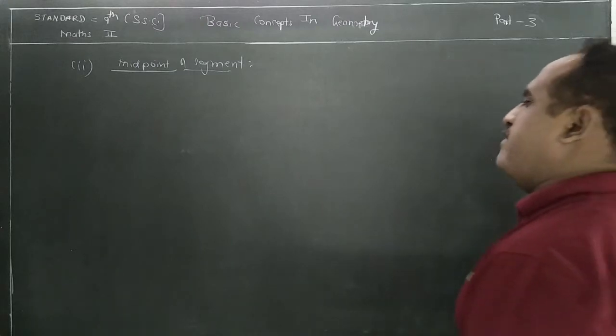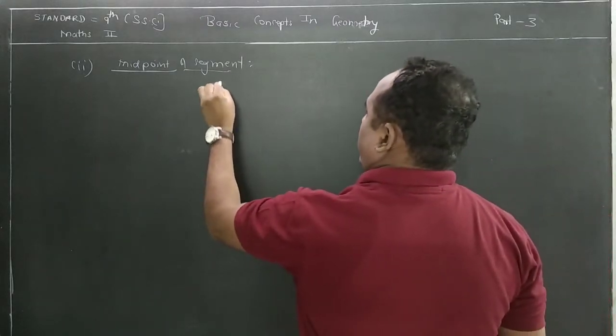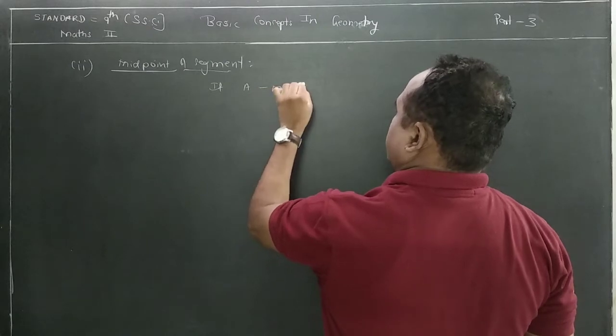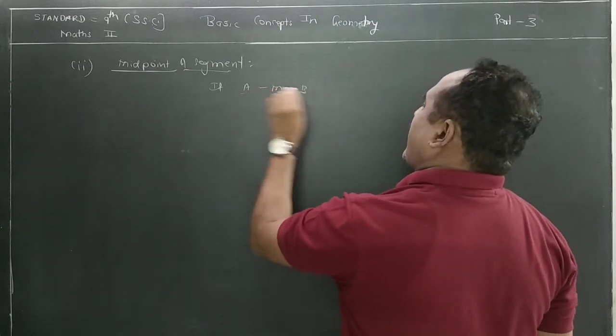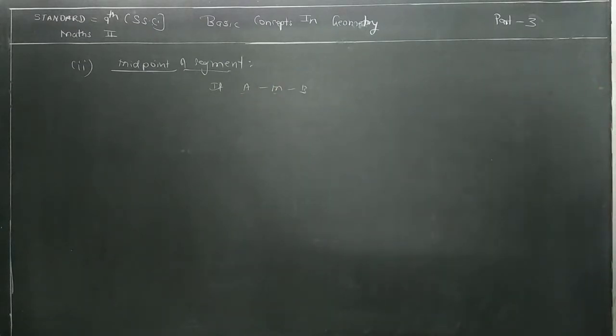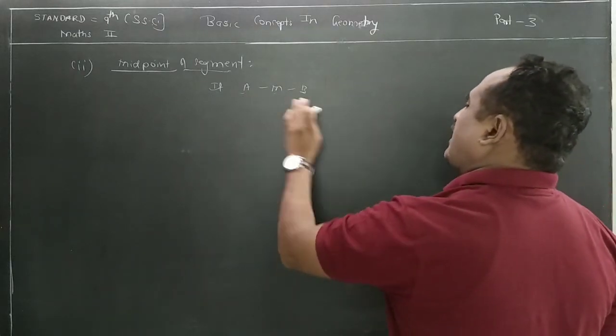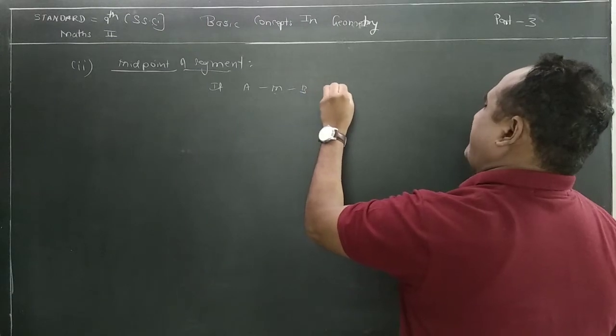Midpoint of segment. Can you tell me what is the meaning of it? M lies between what? A and B. A and B are collinear points and M lies between what? A and B.